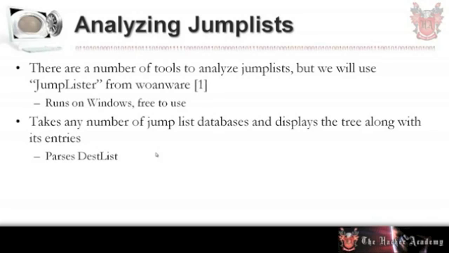And there's already a number of tools that support these, but the one that we're going to use is a tool called Jump Lister. It runs on Windows, it's free to use, and it has a fairly usable graphical interface. What it can do is take any number of jump list databases and display all their entries as a tree. And what's also nice about it is it can parse the DestList.